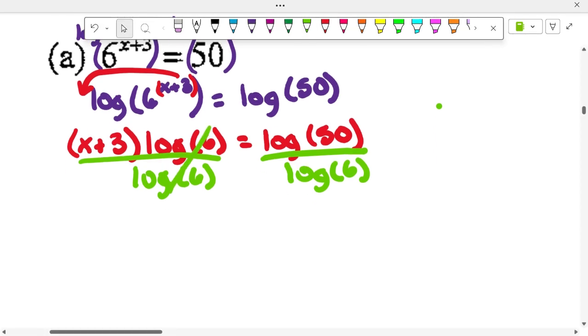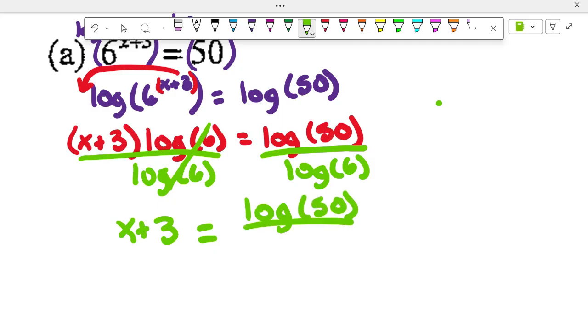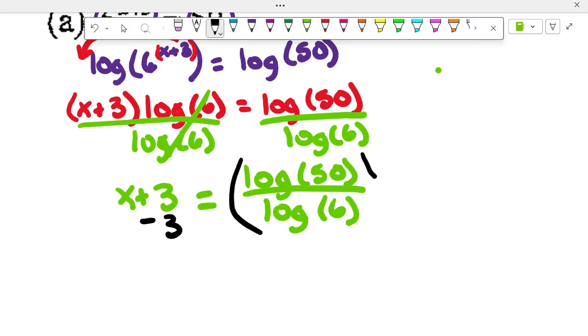So I have x plus 3 is equal to log of 50 divided by the log of 6. Now, usually by here we're done. However, is my x by itself yet? No. So what do you think the last thing I'm going to do is? Subtract 3. Now, when I subtract 3, I'm subtracting 3 to all of that.